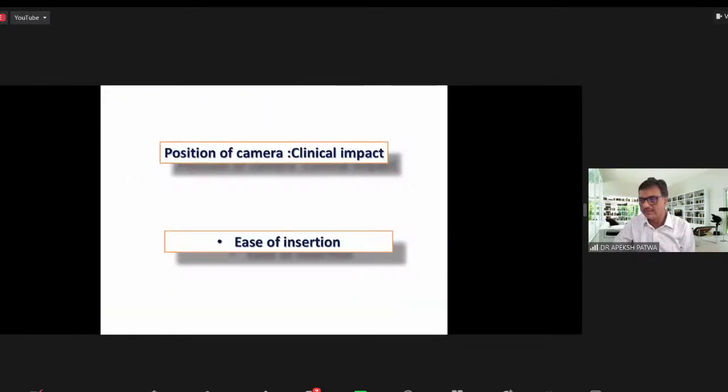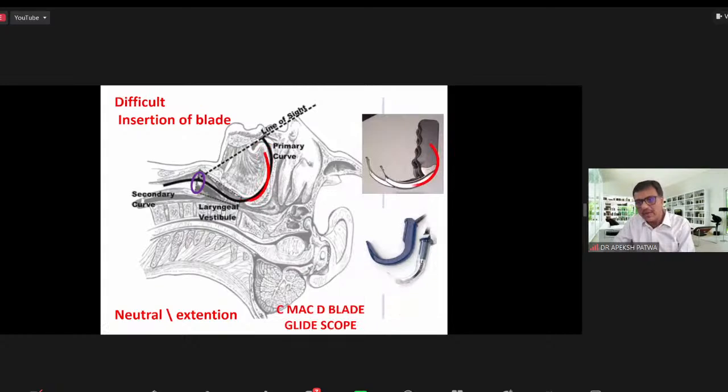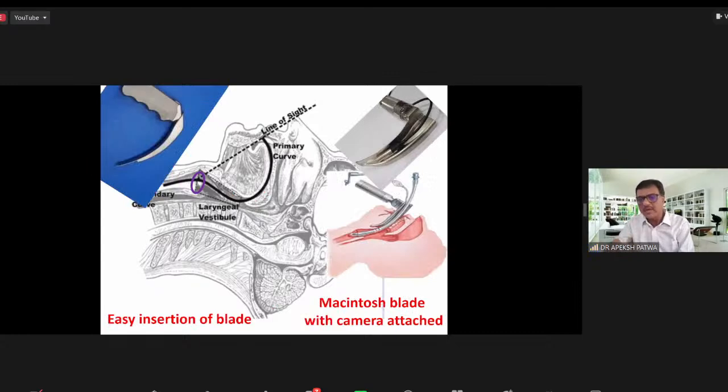Fine. So now, what's the impact on ease of insertion with the position of the camera? If you look at this angle, with the J-shaped angulation of the Kingfisher, it's a little bit difficult to insert the blade into the oropharynx. But the hyperangulated blade is more difficult to insert in the midline. But the Macintosh type video laryngoscope is easy to insert. So that is one reason insertion is a little bit tricky in video laryngoscopy in the midline compared to direct laryngoscopy or a Macintosh type of video laryngoscope. That increases the time to intubate the patient with the video laryngoscope.